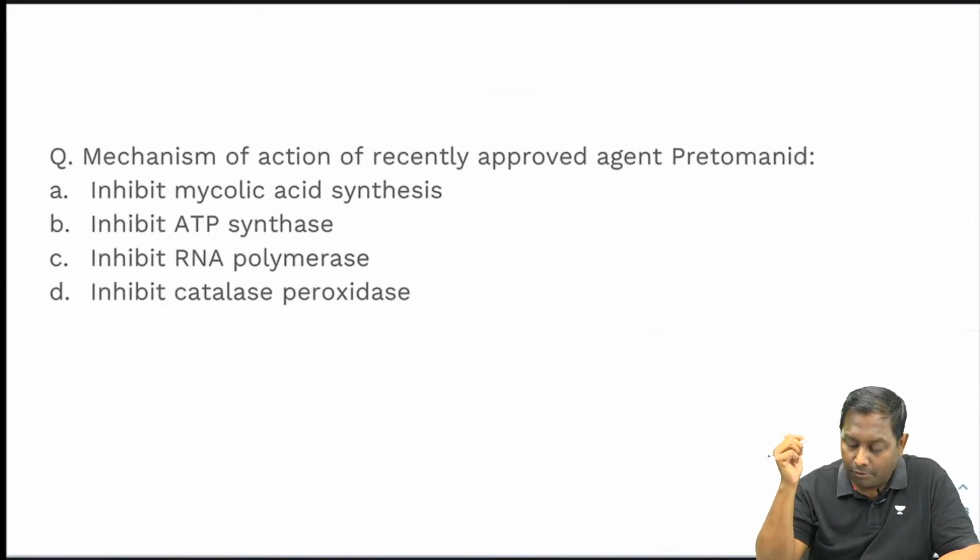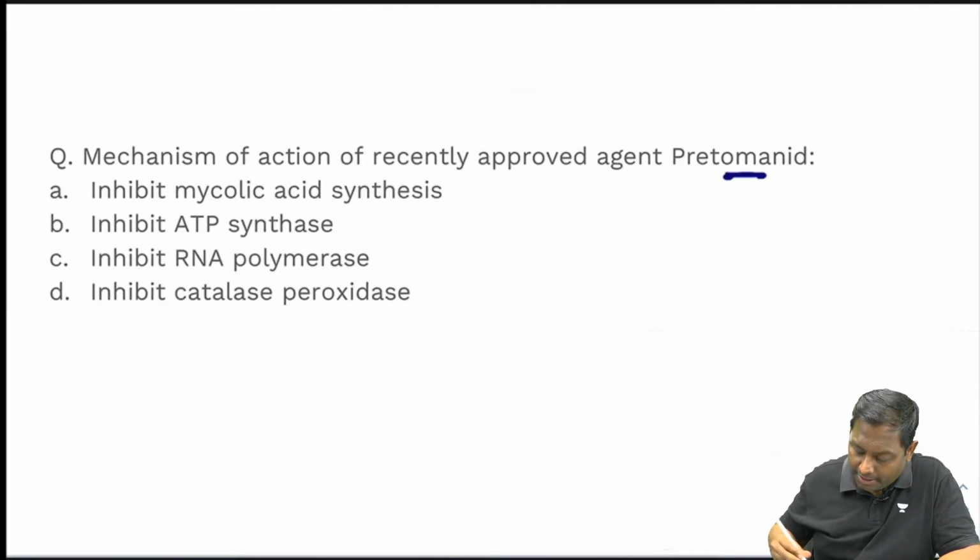Mechanism of action of the recently approved agent pretomanid. Pretomanid is a drug, guys. I think all of you guys are aware. Pretomanid, delamanid, manid and manid क्या करते हैं? जल्दी बताइए. Manid and manid inhibit the mycolic acid synthesis.